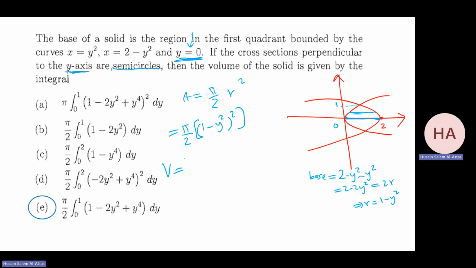This is my region. Okay, so it will be pi over 2 integral from 0 to 1 of this r square, which is 1 minus 2y square plus y to the power 4 dy. So this is my answer. Now, this next one, y equals 0. So I need to read everything.